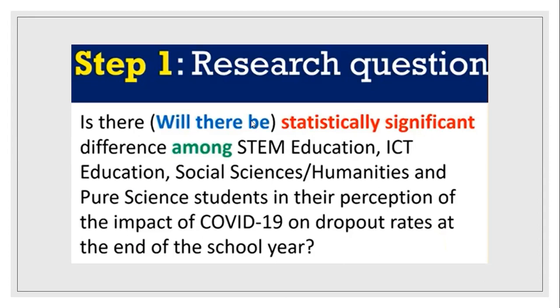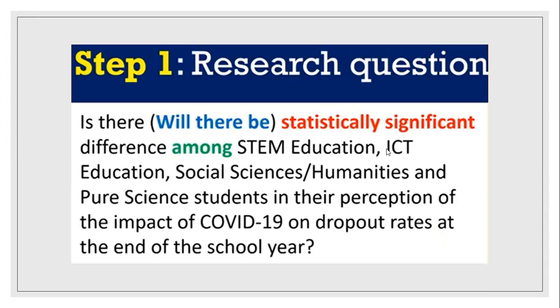So I'm now looking among these 4. I'm looking at their perception of the impact of COVID-19 on the dropout rate at the end of the school year. This is my research question. I'm picking just 1, and I want to run ANOVA on it. What I'm trying to do is look at the variances within the group of STEM education, within the group of ICT education, within the group of social science and humanities, and also within the group of pure science students. There are 4 groups here.